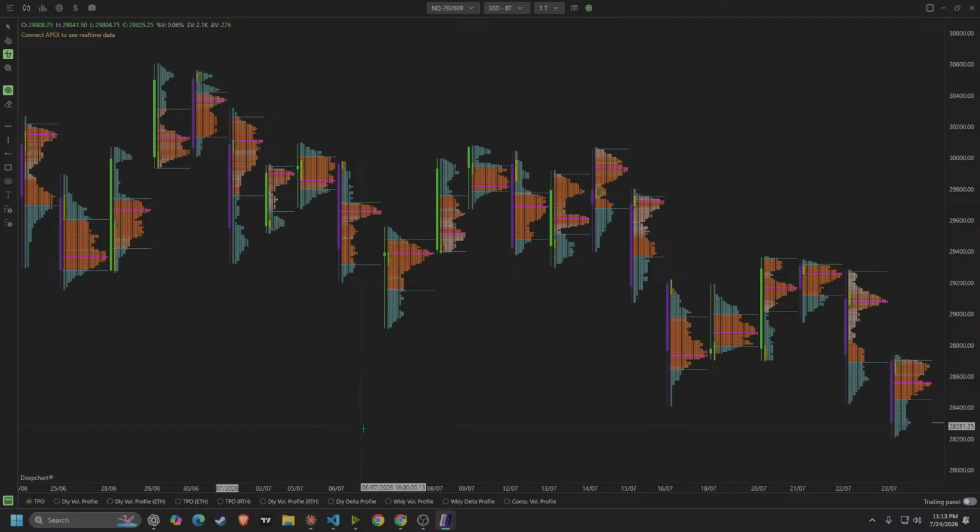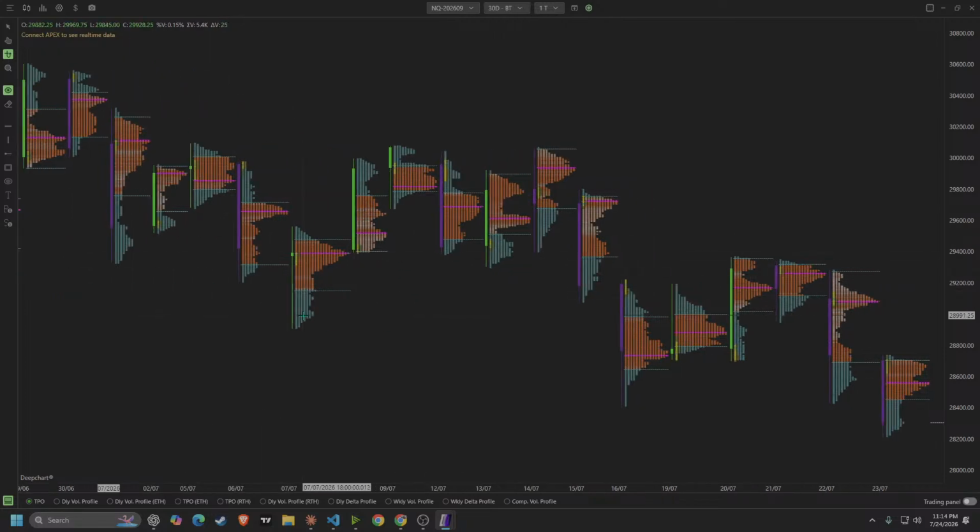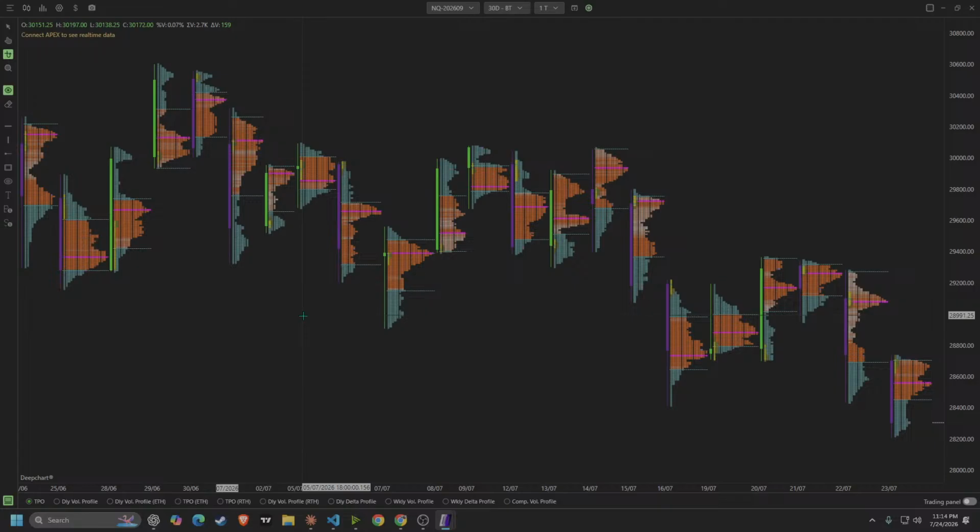I like Deepcharts. The reason why I like Deepcharts is because it is very aesthetically pleasing to me. It's fast and responsive unless you load so much tick based data that it takes a lot of memory, right? The more data you load that you need to access on the time horizon, the more memory you need. So this is NQ, and this is over 30 days.